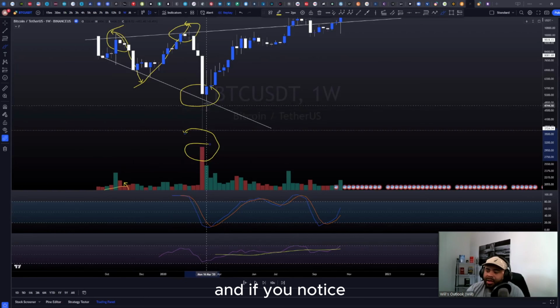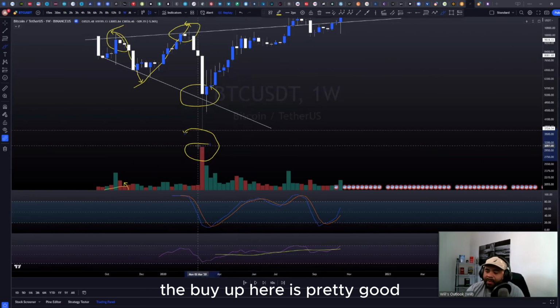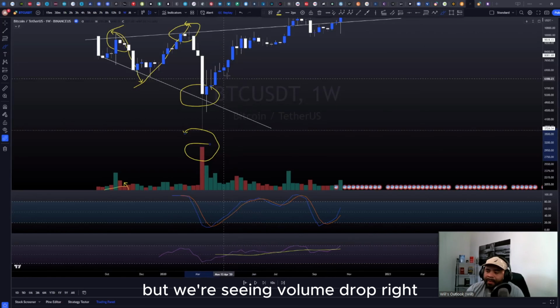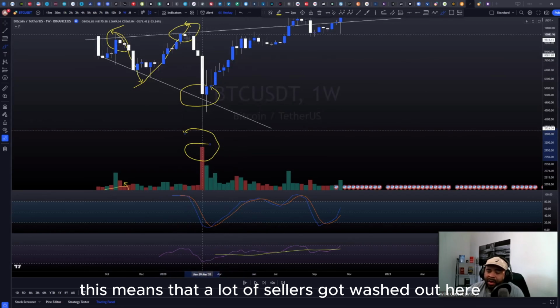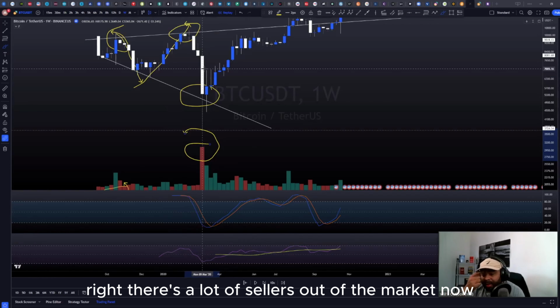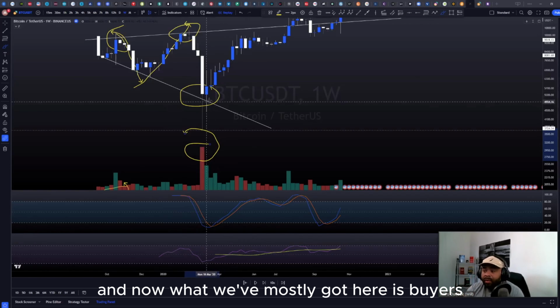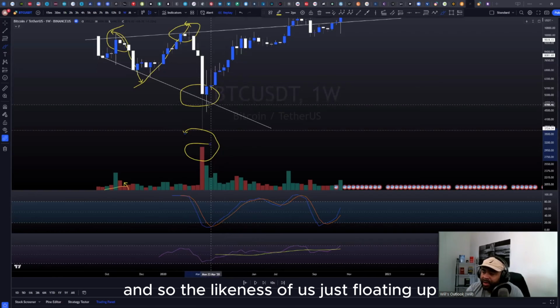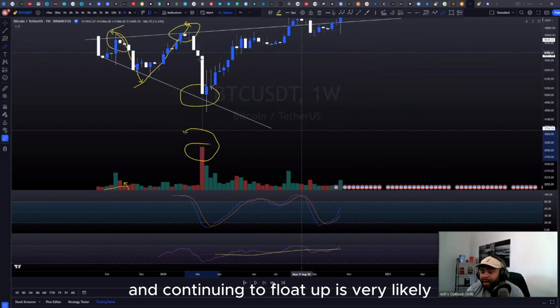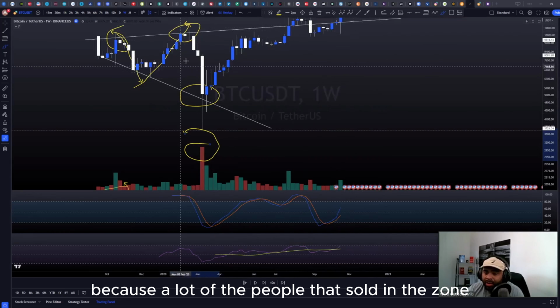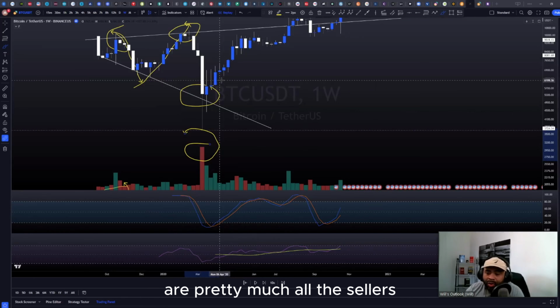And if you notice, the buy up here is pretty good, but we're seeing volume drop, right? This means that a lot of sellers got washed out here, right? There's a lot of sellers out of the market now. And now what we've mostly got here is buyers. And so the likeliness of us just floating up and continuing to float up is very likely, because a lot of the people that sold in this zone are pretty much all the sellers, right?